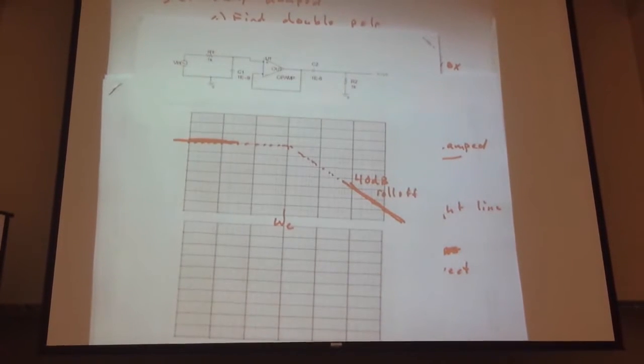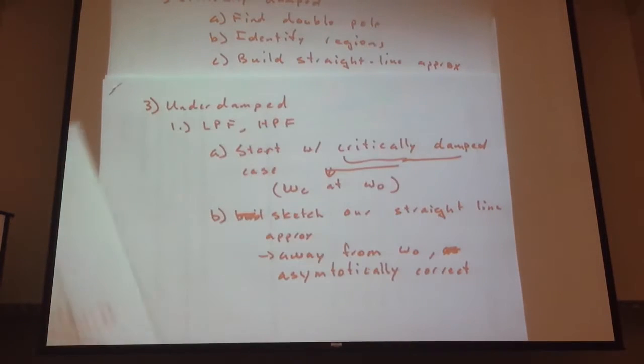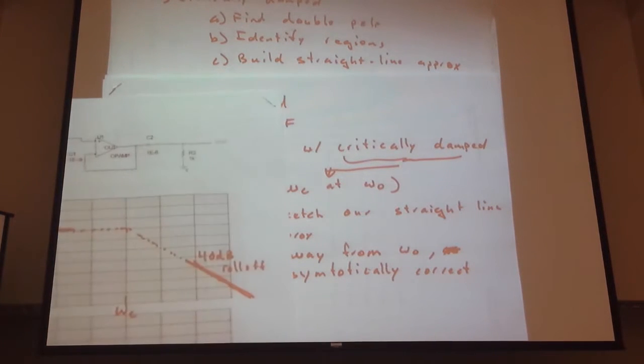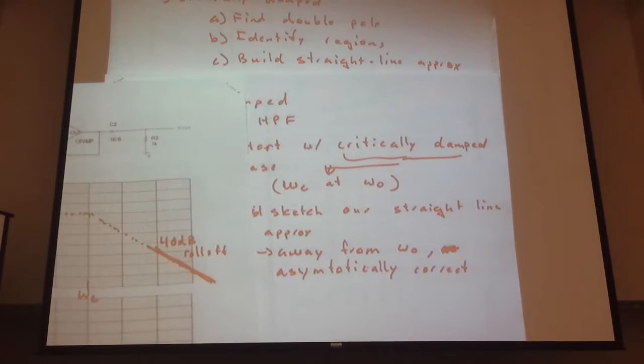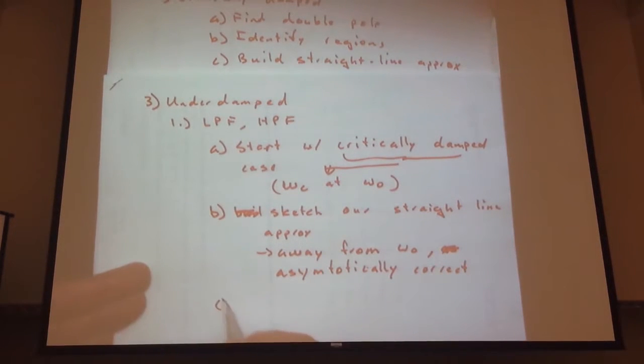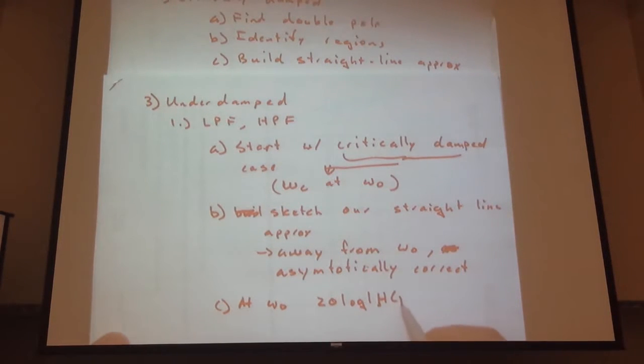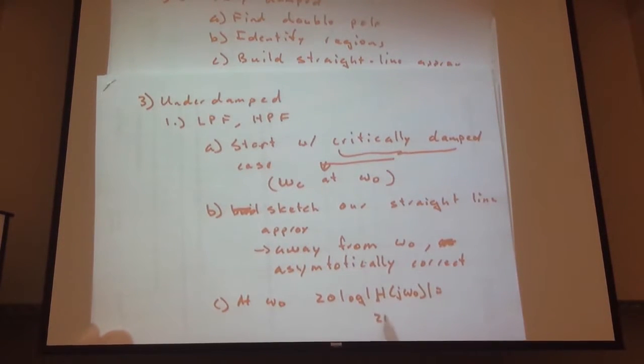At omega naught, we can add a correction. Oh, sorry. Away from omega naught, we're asymptotically correct, which is what I have drawn here. At omega naught, we can add a correction. At omega naught, 20 log of h of j omega naught equals 20 log 1/2 times the damping ratio.